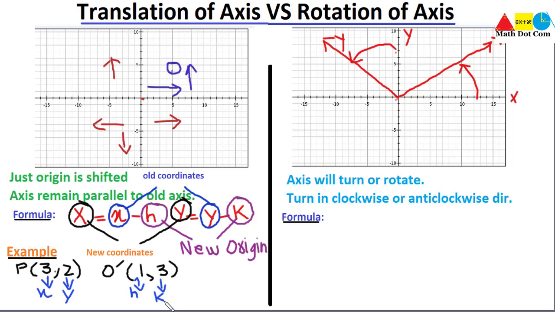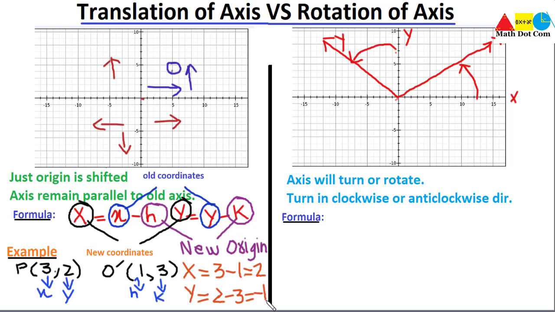So let's write here: we have to find the new x coordinate with respect to the shifted origin, so we have to subtract, x minus h. So x minus h is 3 minus 1 equals 2, and y will be y minus k, y is 2, 2 minus 3, that is equal to minus 1. So the new coordinates with respect to the shifted origin are now (2, -1). This is how you can find the new coordinates when the origin is shifted.